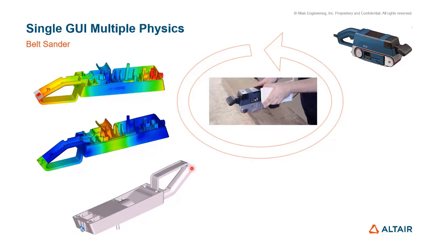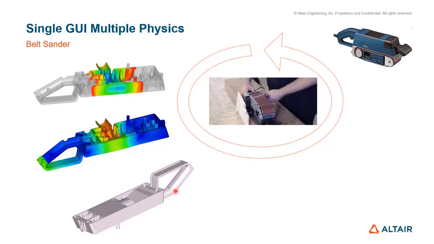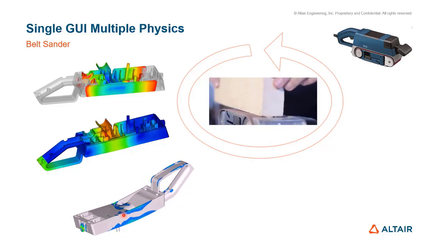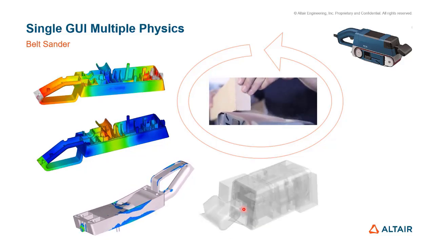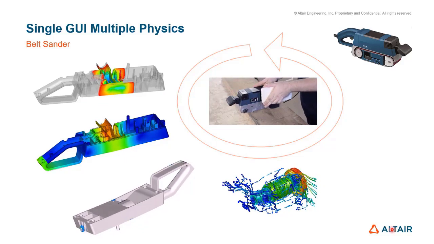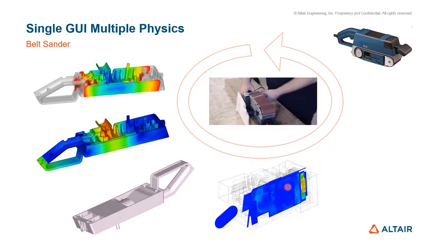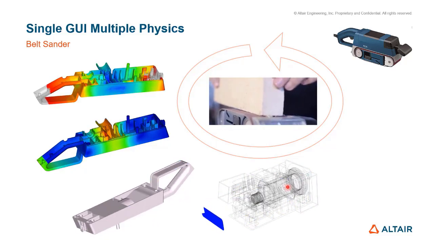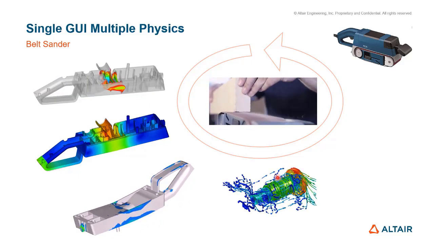We can do a nonlinear event such as this 3-point bending, evaluating the stresses and deformations due to a bending test. We can analyze also the fluid dynamics internally. So we have this electric motor with a certain rotation, and we can evaluate the temperature distribution due to that flow that is caused by that rotation internally.